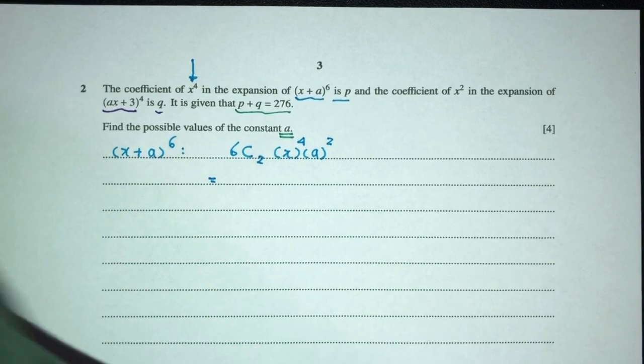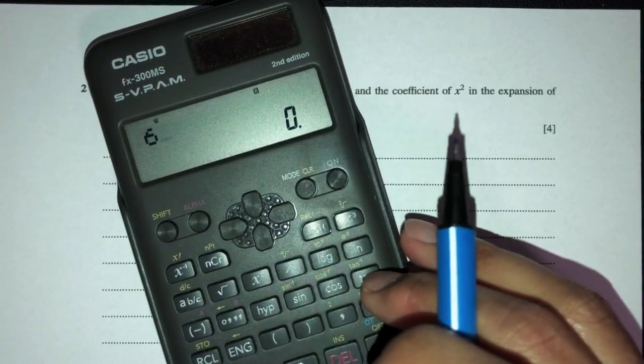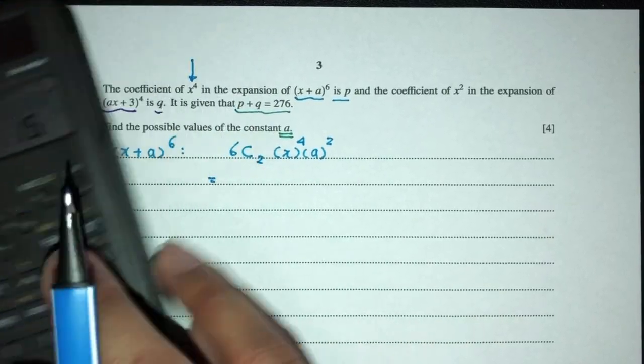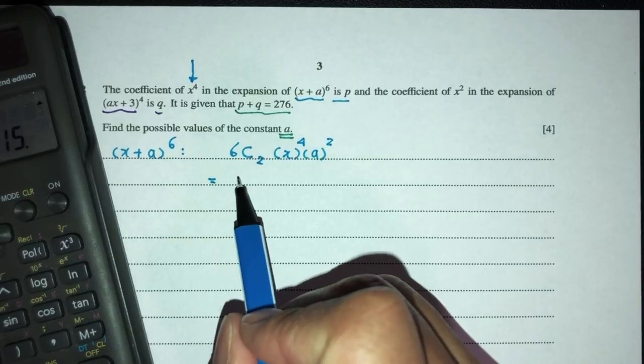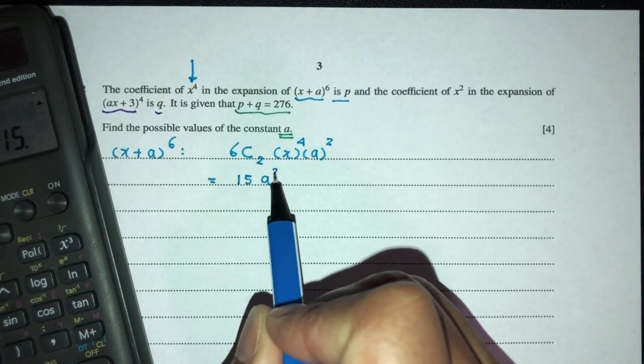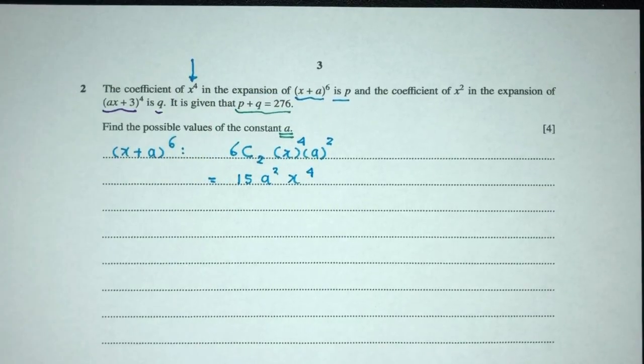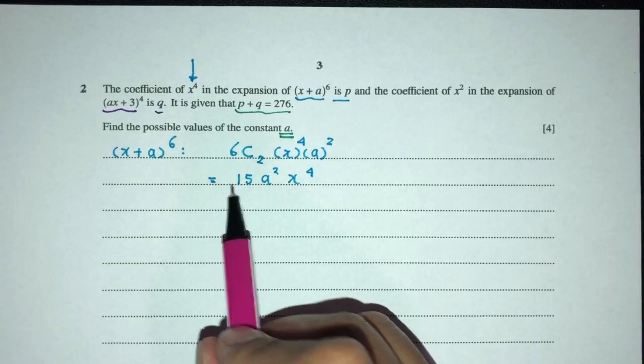That should be what? 6 choose 2 times, I guess the rest is just a power 2. So that'll be 15 a squared and then x power 4. Now the question tells you the coefficient of this one, which is the value in front of this, which is this.